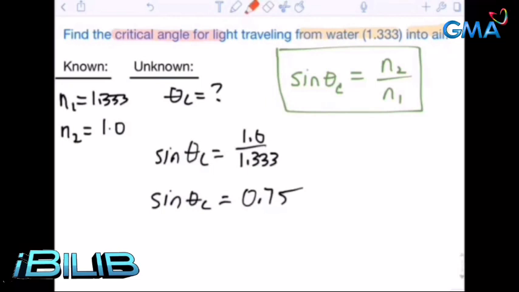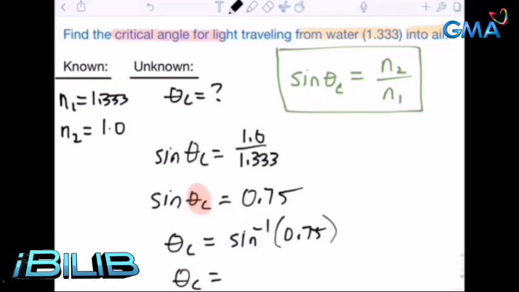We have to keep in mind that all we want to solve for is theta C. So we have to get rid of our sine function. In order to do that, we take the inverse sine, so that's sine to the negative 1 of 0.75. As long as your calculator is in degrees mode, you're going to end up with the correct answer. In this case, our correct answer comes out to be 48.5 degrees. That is our critical angle.